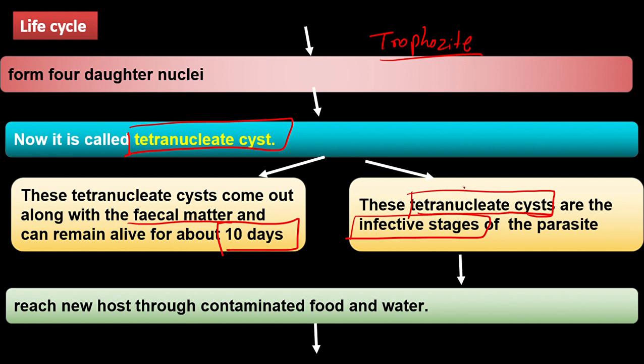Infective stage is nothing but your tetranucleus cyst. Now these tetranucleus cysts reach the new host. How? Through contaminated food and water.